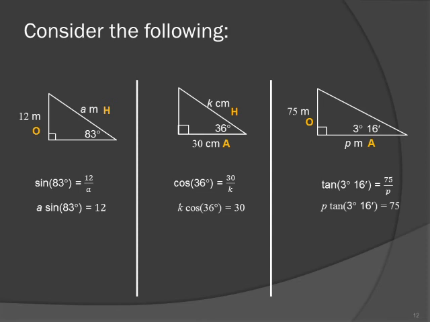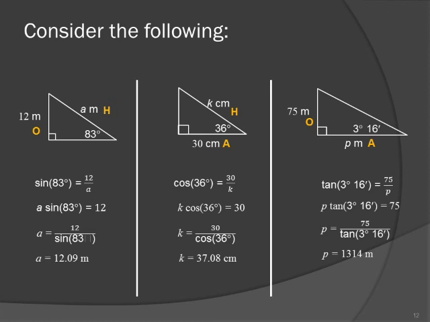Now we divide by the sine, cos and tan for each of the individual problems. So in the first one, A is going to be 12 over sine 83. Second one, K is going to be 30 divided by cos 36, and P is going to be 75 divided by tan of 3 degrees 16 minutes. Use the calculator, and you find that in the first one, A is 12.09 meters, K in the second one is 37.08, and in the third one, P is 1,314 meters. Okay, now you won't be required to do 3 problems at a time. What I'm trying to show here is, if you understand the process, it's the same for sine, cos, and tan.